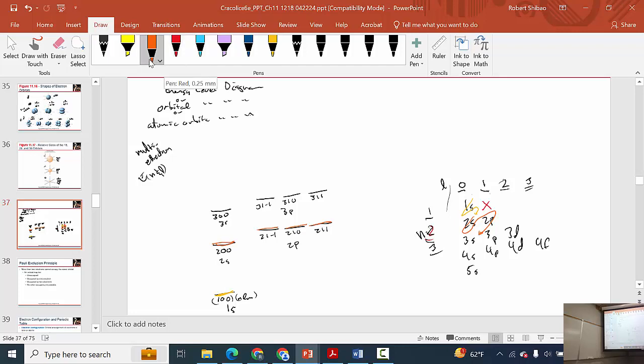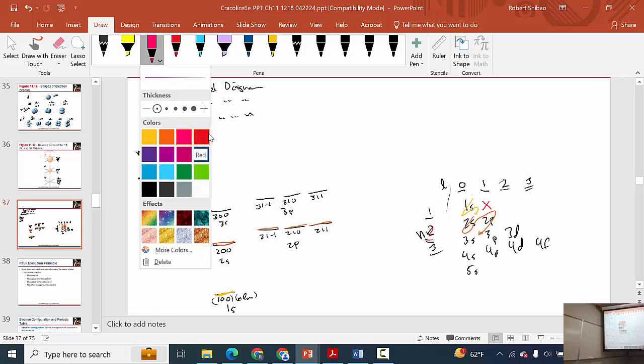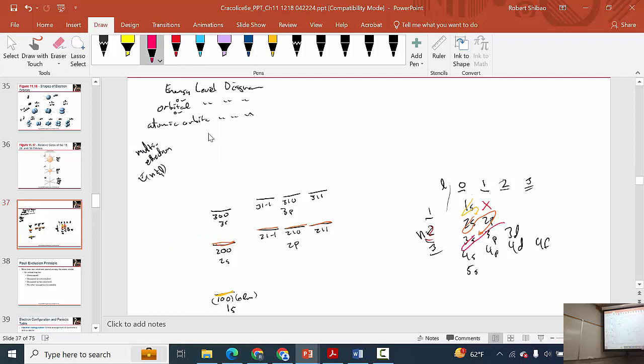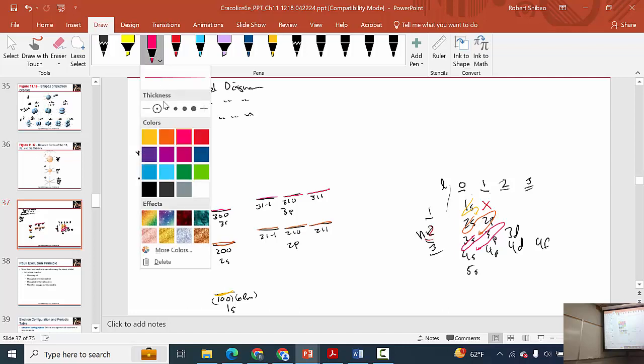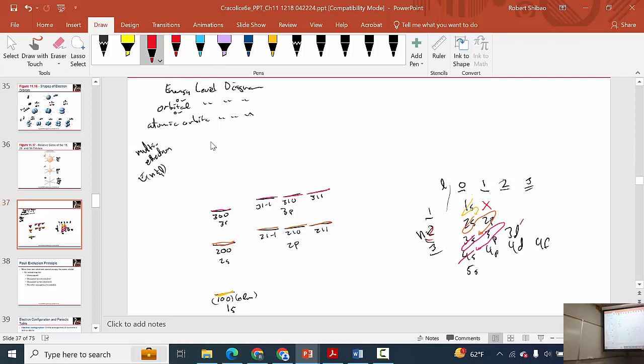The third shell starts with 3S and then goes to 3P and ends at 4S. So it's going to be 3S and the 3P. However, the 3D are not in this shell. The 3D are going to be in the next shell. And so in the next shell, I'm going to have my 4S, and then the 4S is going to go to 3D, 4P, and then stop here at 5S.